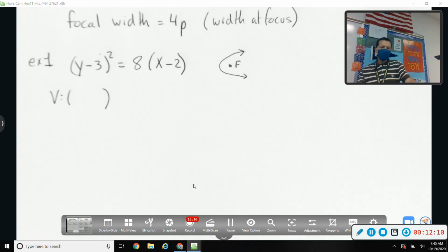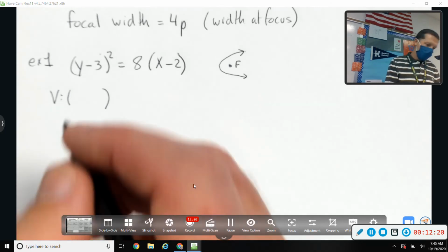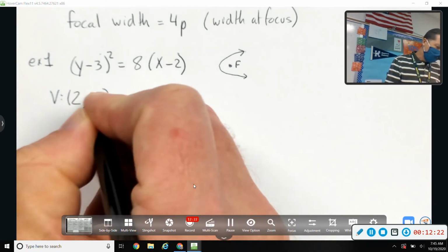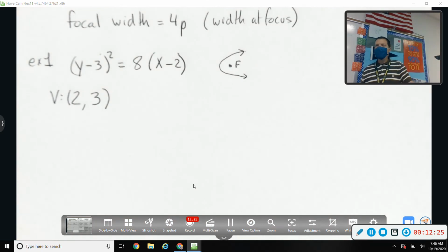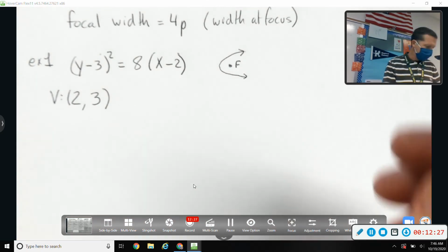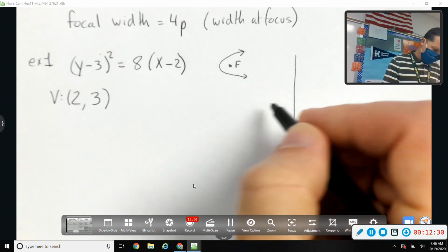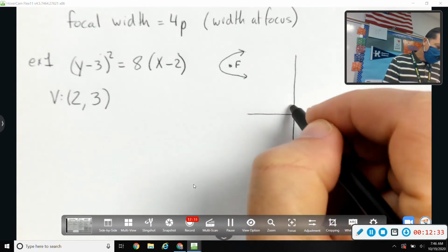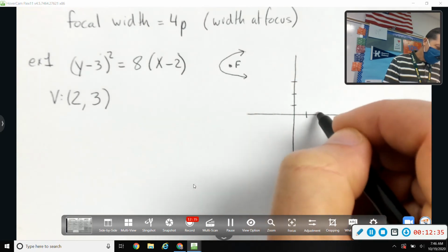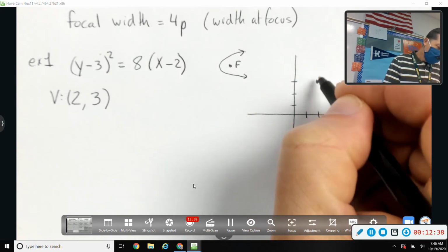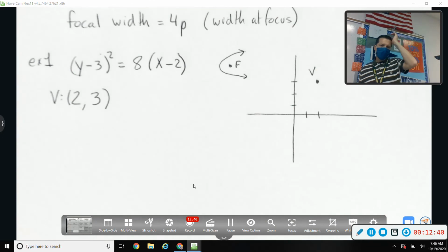The vertex. Oh, I think we can figure out where the vertex is. Jonathan, where's the vertex? At 2, 3. Good. So we do that just like we did all the other centers. Now we're calling it the vertex. So at 2, 3, there's my vertex. I know which way it's opening. I don't want to graph it yet because I don't know exactly how wide to make it.